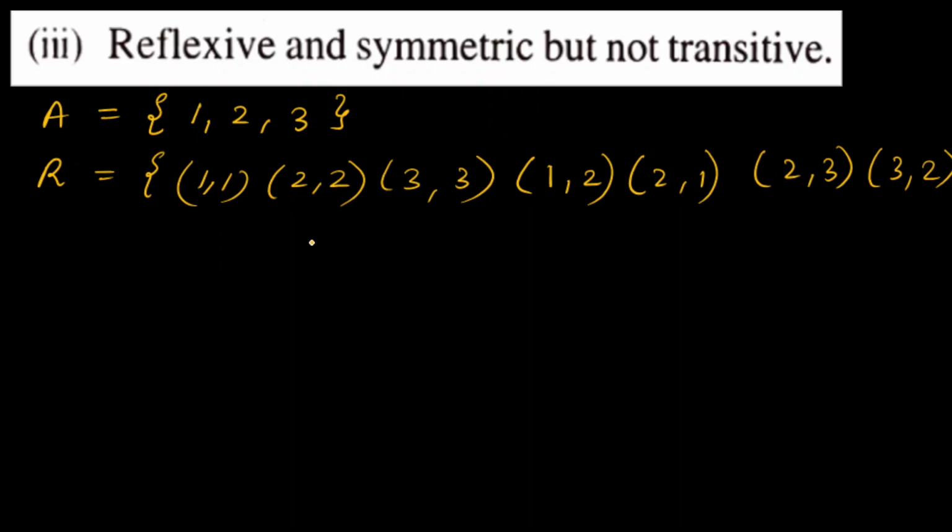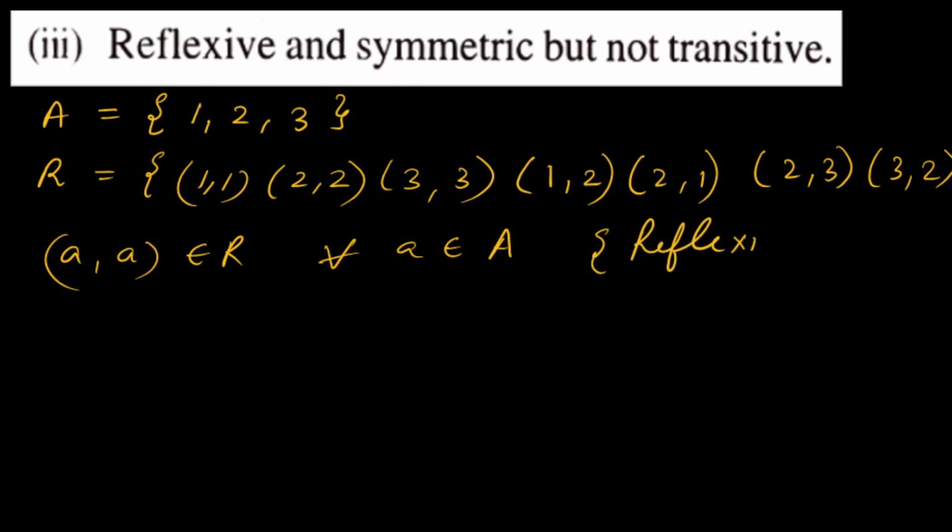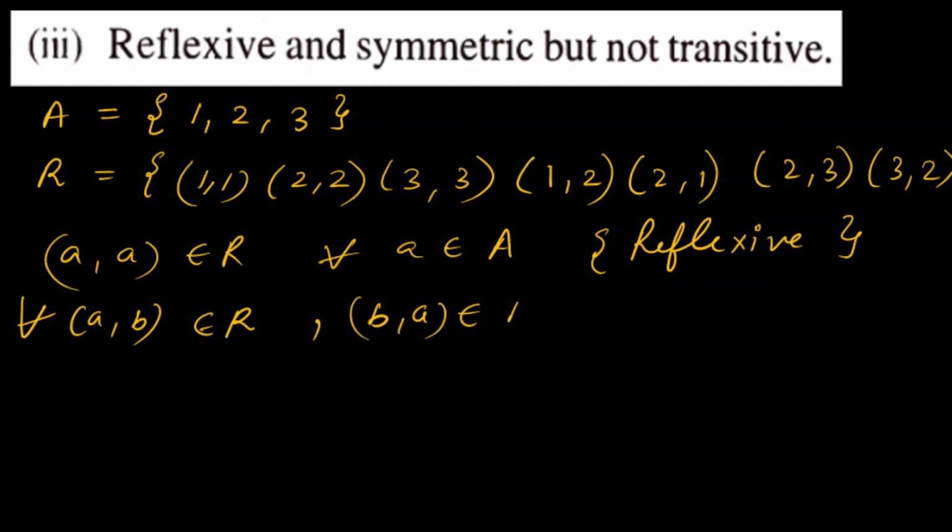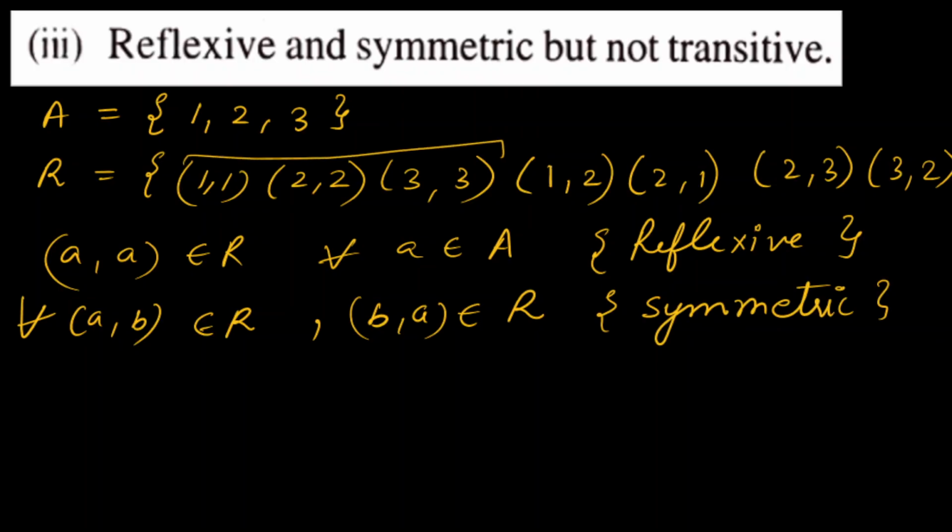So this one is reflexive, because (a, a) belongs to R for all a belonging to capital A. Because all these pairs belong to R, this relation is reflexive. It is symmetric because for all (a, b) belonging to R, we have (b, a) belonging to R. Therefore, this relation is symmetric also. You can see all reflexive ordered pairs are always symmetric, and for (1, 2) I have (2, 1), for (2, 3) I have (3, 2).